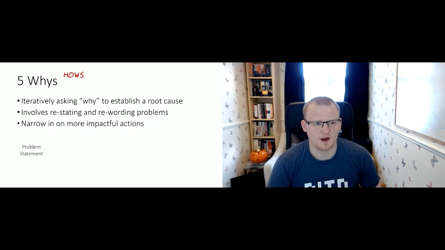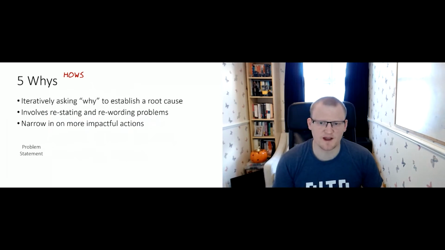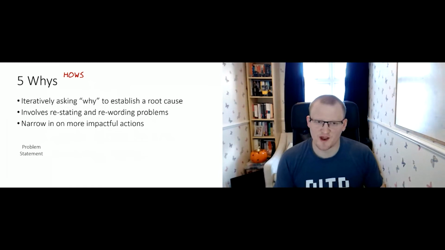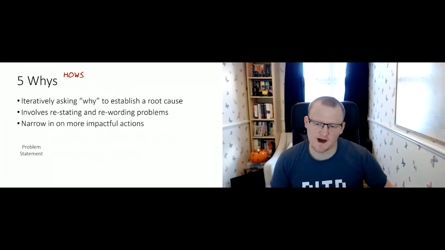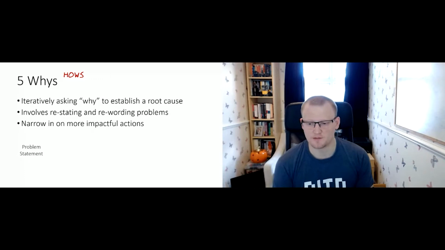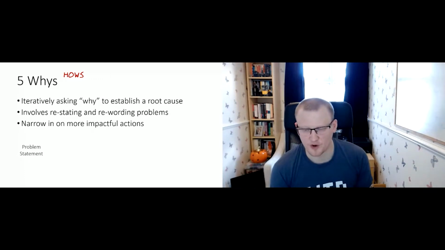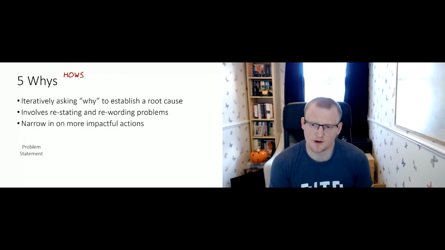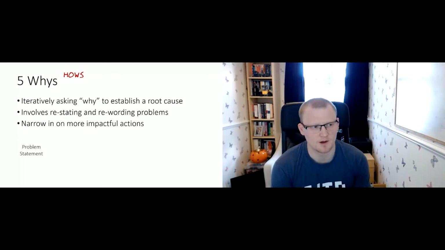So from the lean movement, there's this idea of the 5 whys. This is when you get a problem, almost like a toddler, you keep asking why to try and get to that root cause. Just like I did before there with the code review example. If you want to not be annoying when doing this, you can each time reword and restate the problem. And that's good because that helps you think about it differently. What you're trying to do here is narrow in on more impactful actions.